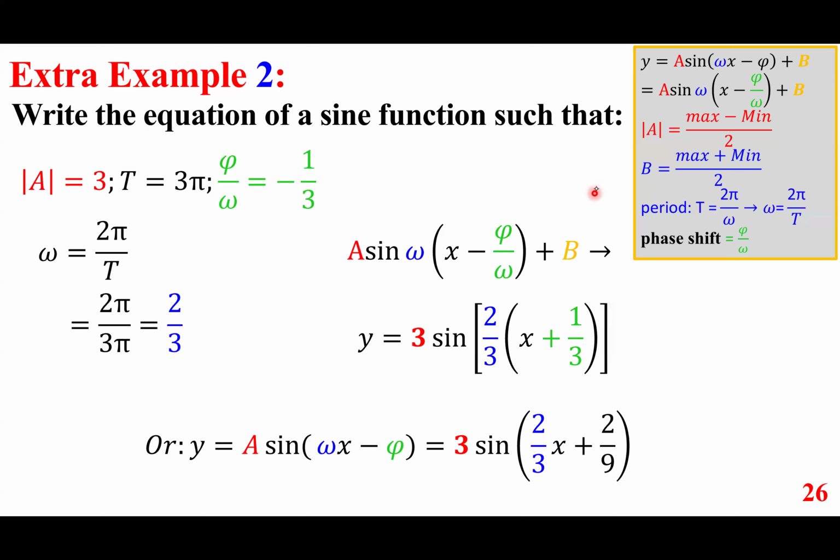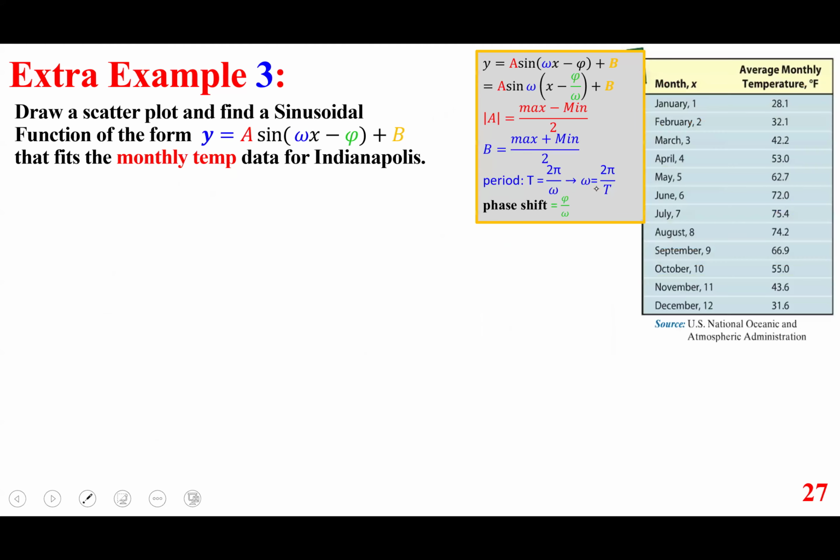We don't have anything about B, it's not given, it doesn't exist, and we are done with that. We'll get the last question. The information is given. Draw a scatter plot and find a sinusoidal function of the form y equals a sine omega x minus 5 plus b that fits the monthly temperature data for Indianapolis. So we want to find some sort of a sinusoidal function that can fit the data.